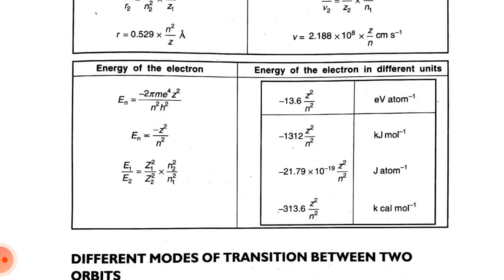Energy of the electron in different units. Energy of the electron En is equal to minus 2π²me⁴Z² upon n²h². En is directly proportional to minus Z² upon n². E1 upon E2 is equal to Z1² upon Z2² multiplied by n2² upon n1².